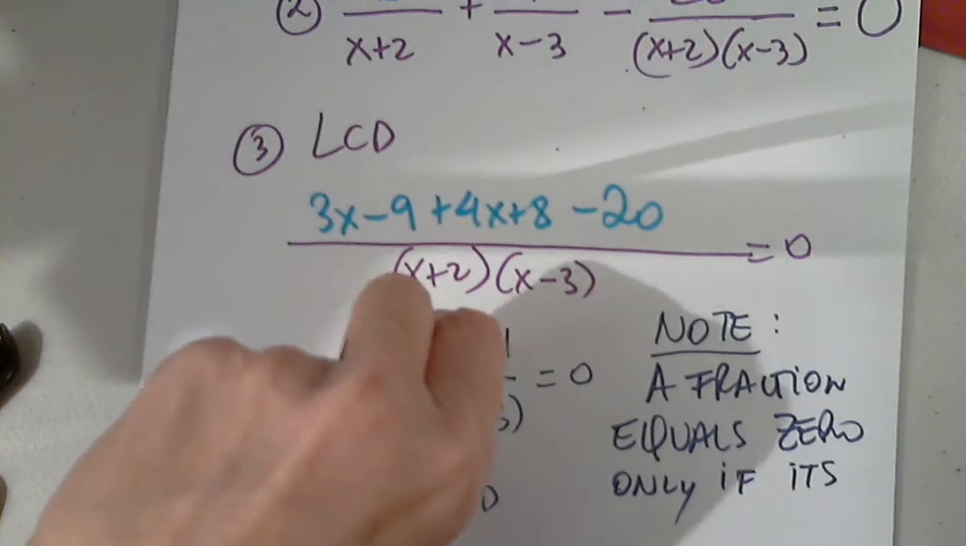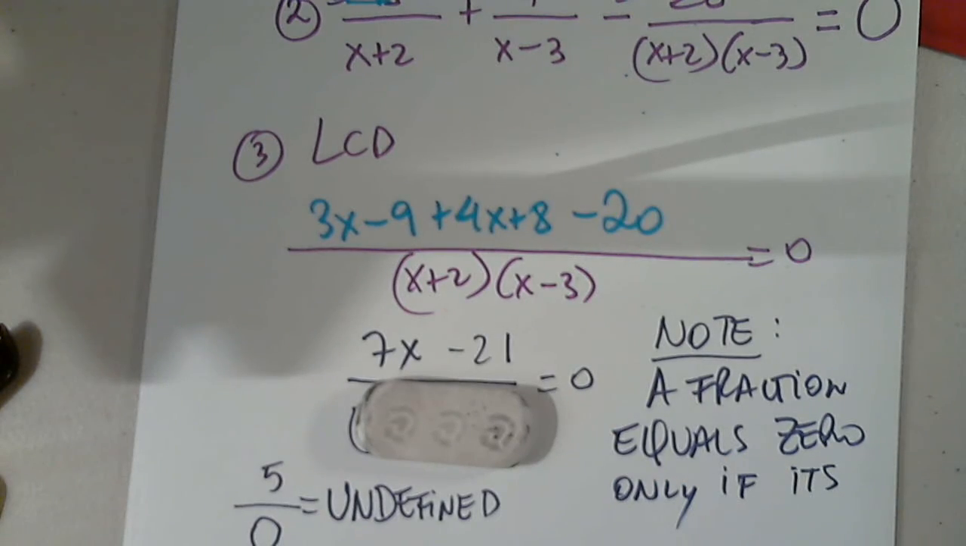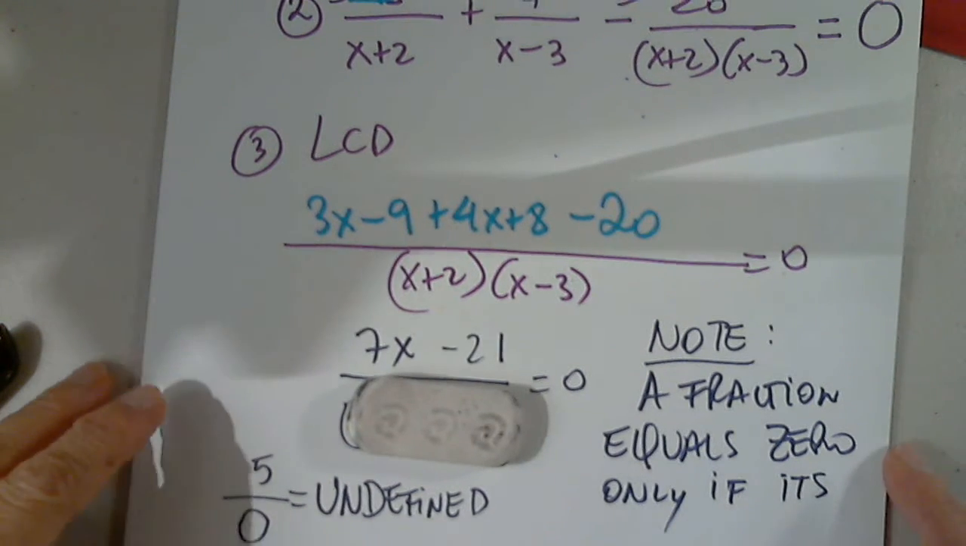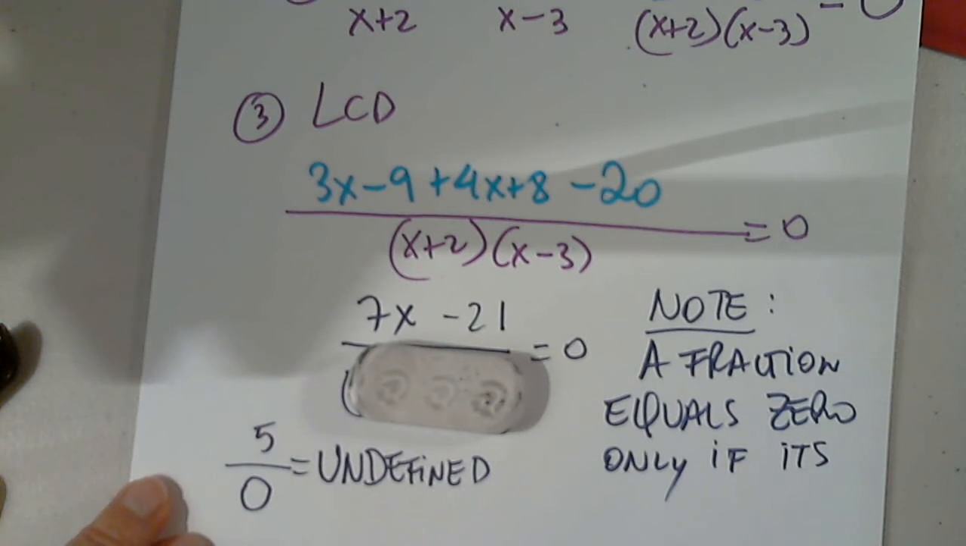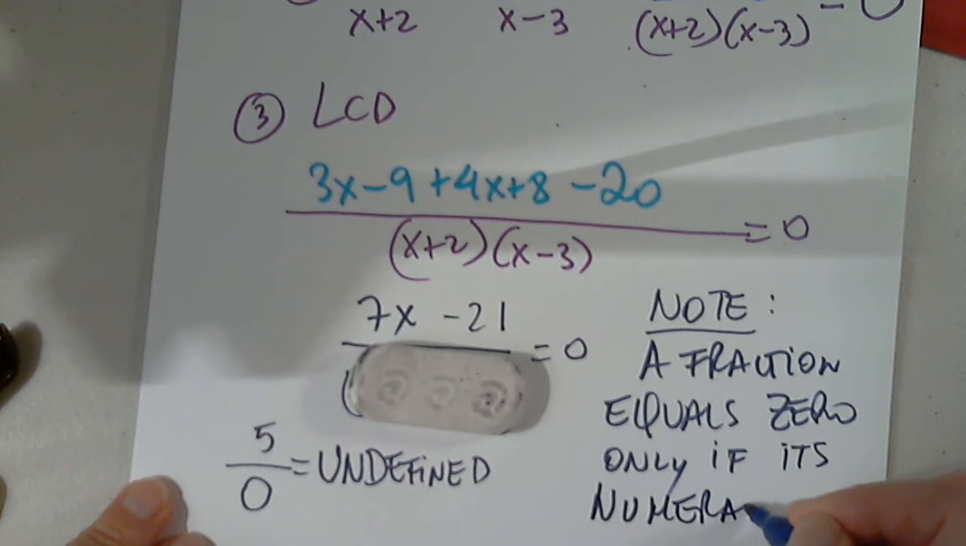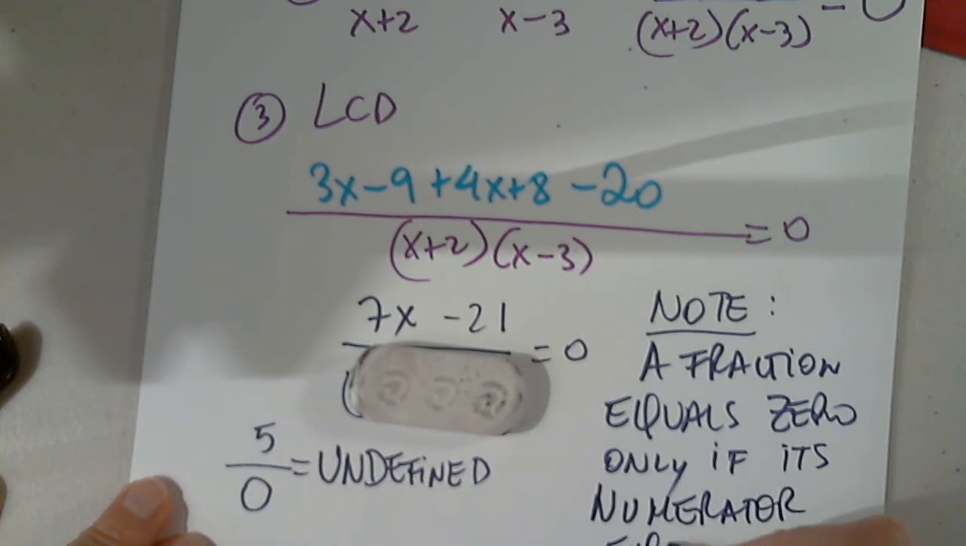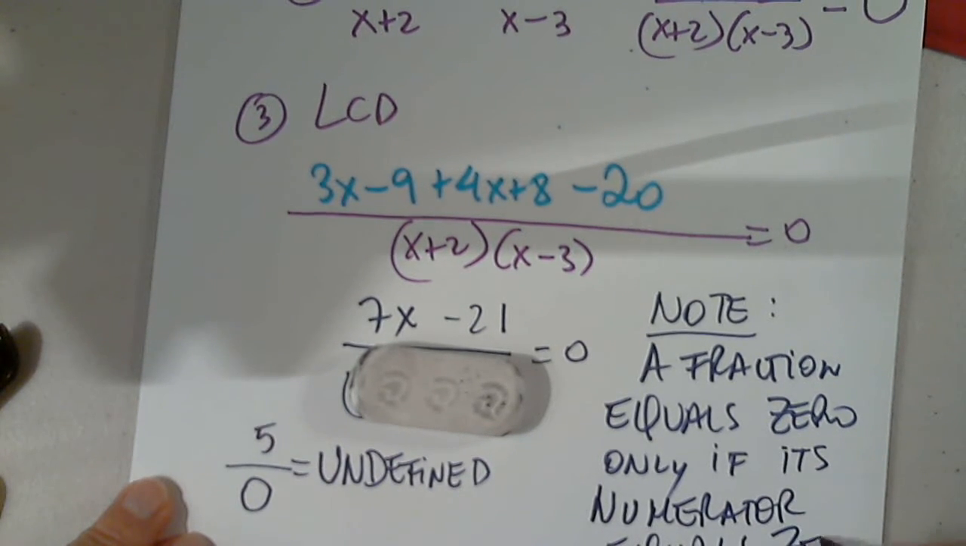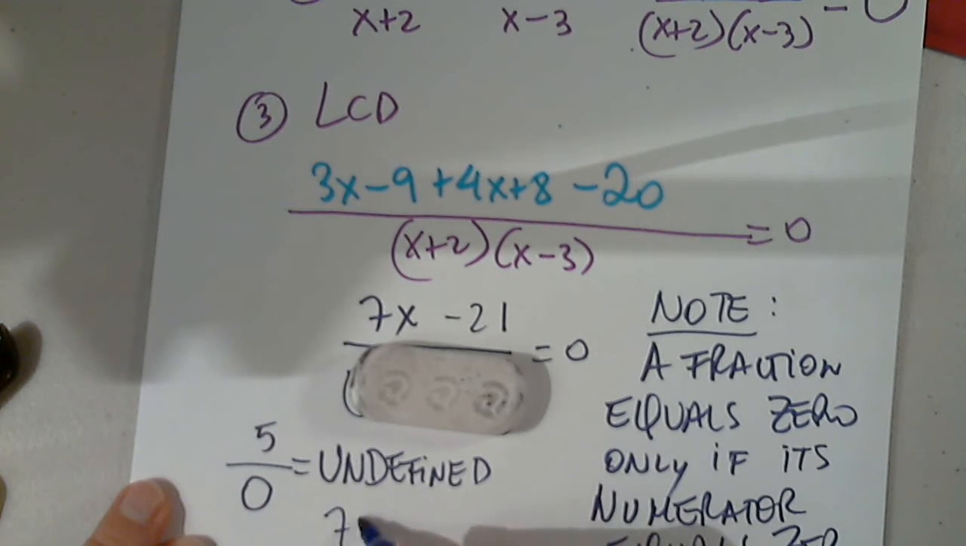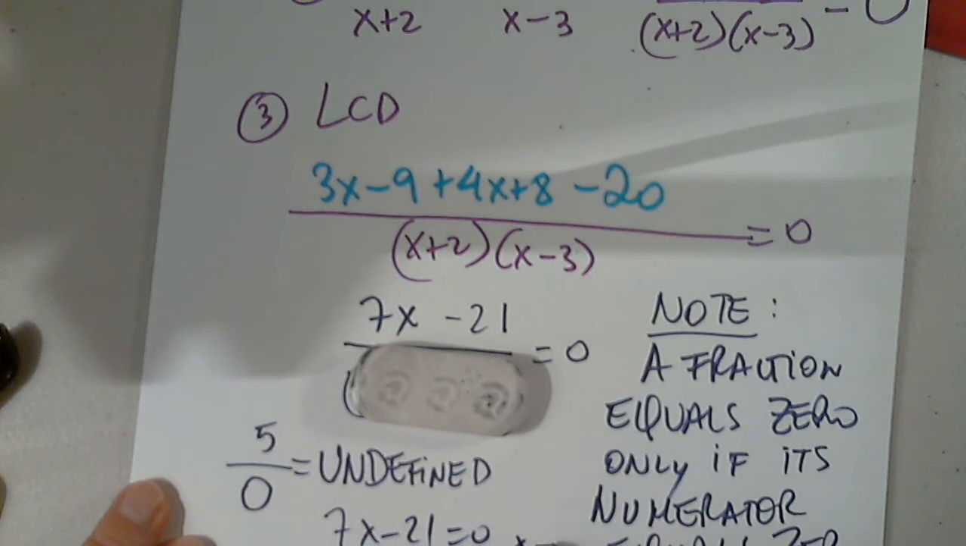If it's not the denominator, then what else can it be? If it's not the denominator, then it has to be the numerator. Absolutely, by elimination. Very good. A fraction equals 0 only if its numerator equals 0. Good. So 7x minus 21 is 0, x equals 3.